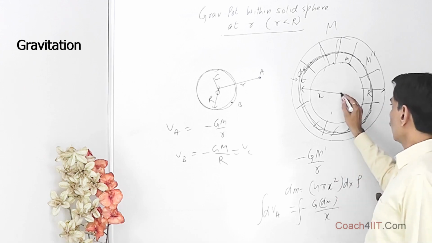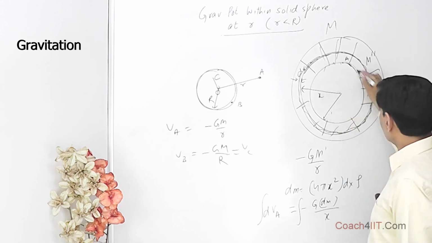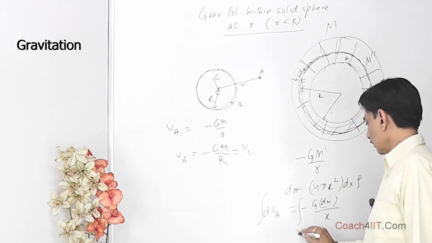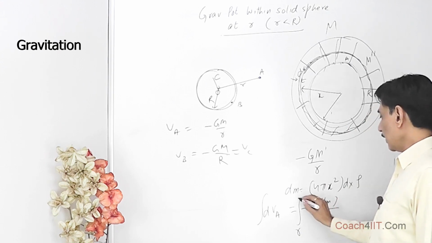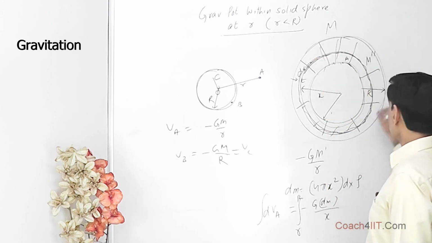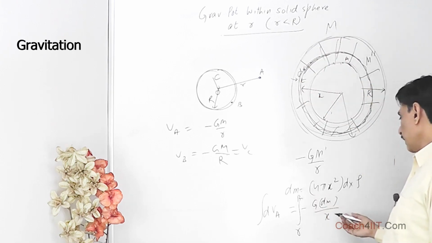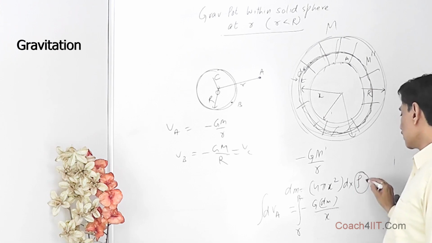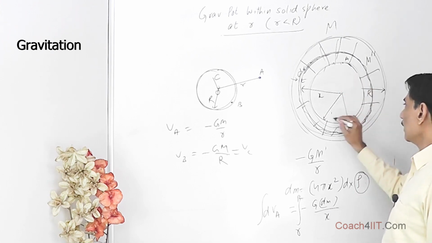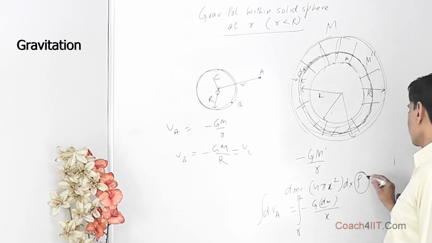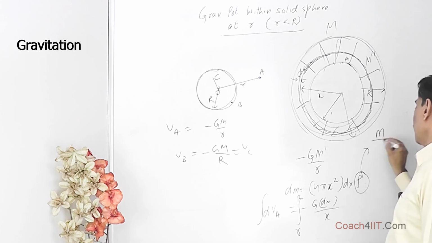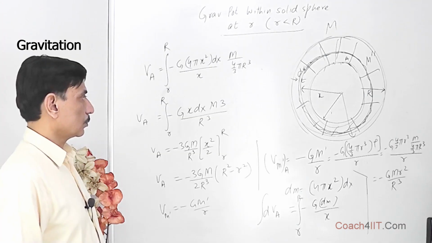From where to where? We integrate: the first shell is at a distance small r and the outermost shell is at a distance capital R. So we integrate it. Now the point to note is that the density is the same, whether we take the inner sphere or the outer sphere. The density is going to be m upon 4 by 3 pi R cube.